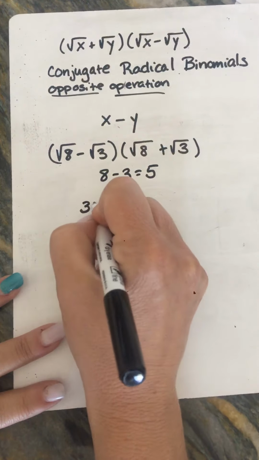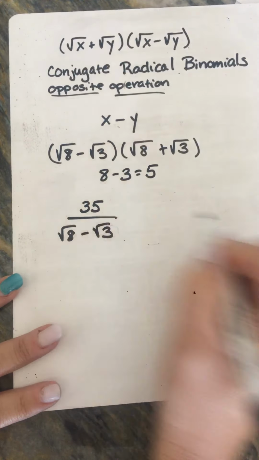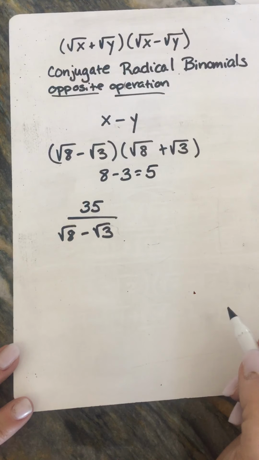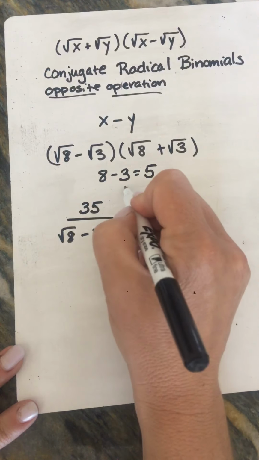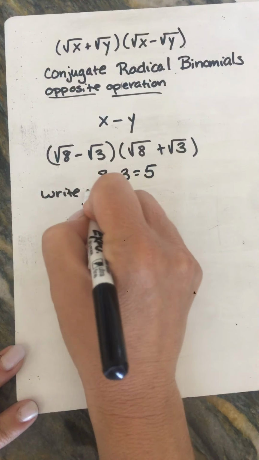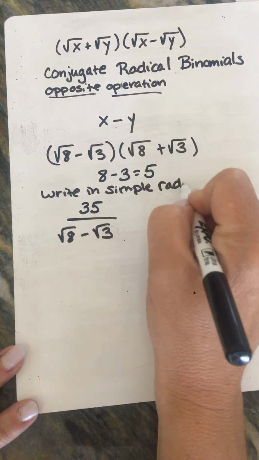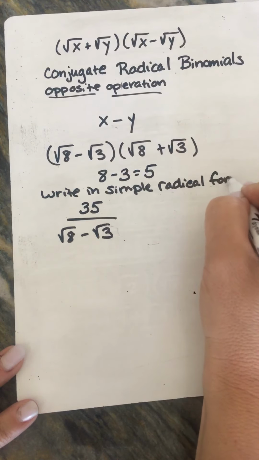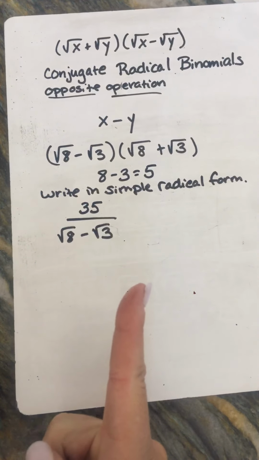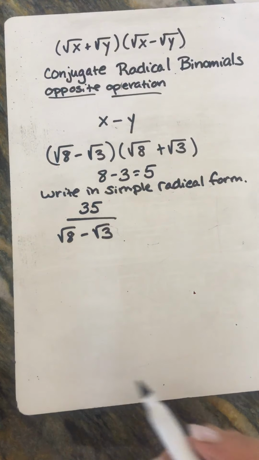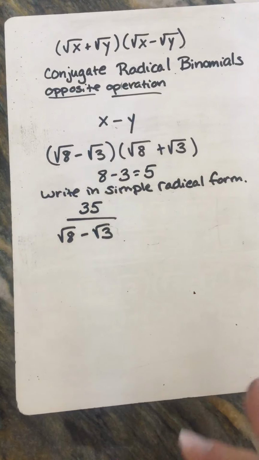Well, not only does it save us time, it also helps us simplify certain problems. So if I have something like 35 divided by the square root of 8 minus the square root of 3, and I'm asked to simplify this guy or write it in simple radical form. Remember simple radical form, the first little test that we look at is, hey, does it have a radical in the denominator? Heck yeah, this has one. This is like an uber violation.